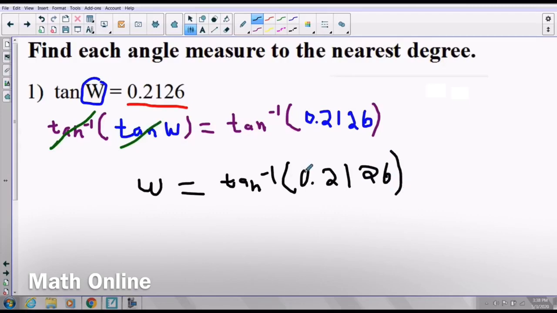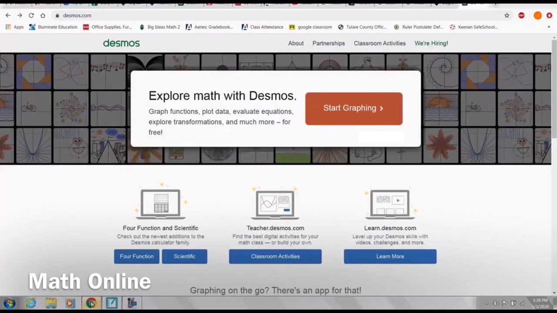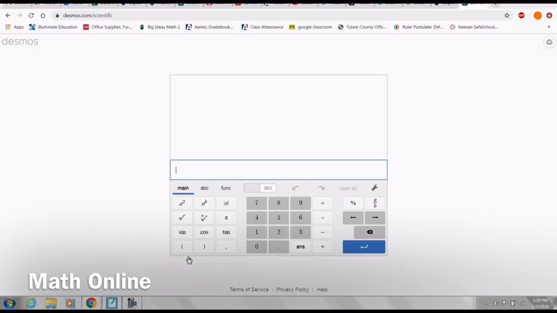Sorry about the handwriting, guys. Remember, I am using the mouse to write all these numbers and letters. So next step, in order to know the measurement of angle W, we need to calculate this number in a calculator. So we're going to go to our browser, and remember, you need to go to Desmos.com. I'm already in Desmos.com, and on the left-hand side, where it says scientific, you'll click on scientific. Remember, I told you guys that this is a better calculator for you to use. So click on it, and the calculator will open like this one.